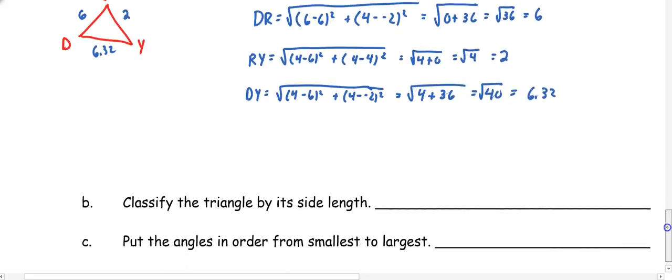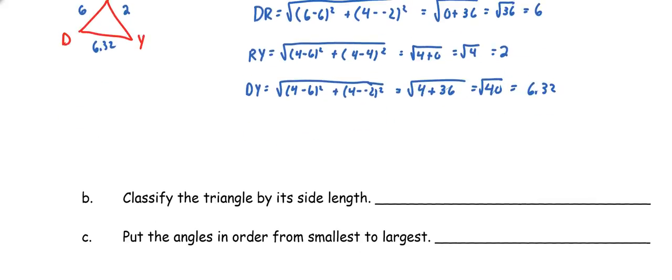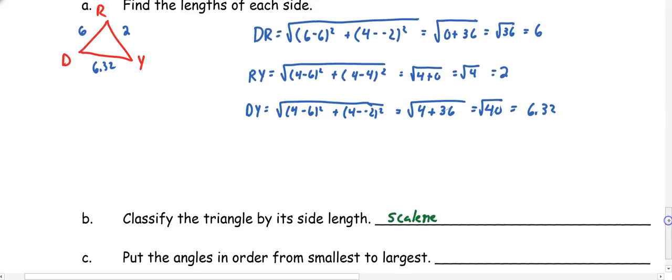So based on the side lengths, we can classify this triangle as scalene because all of the sides are different. And then we need to place the angles in order from smallest to largest. So remember the smallest angle is across from the smallest side. So we'd have angle D, the middle angle would be angle Y, and the largest angle is across the longest side, which would be angle R.